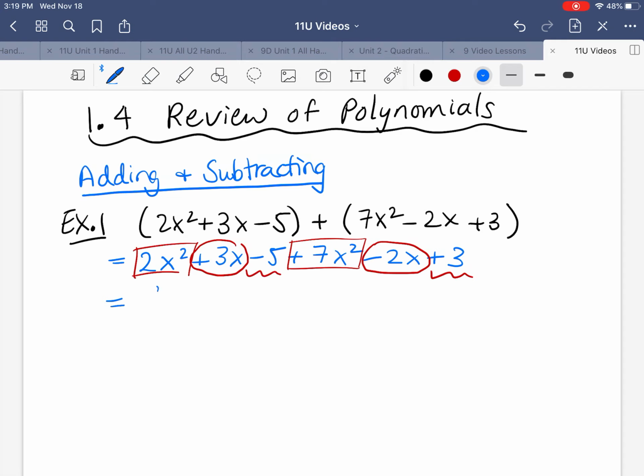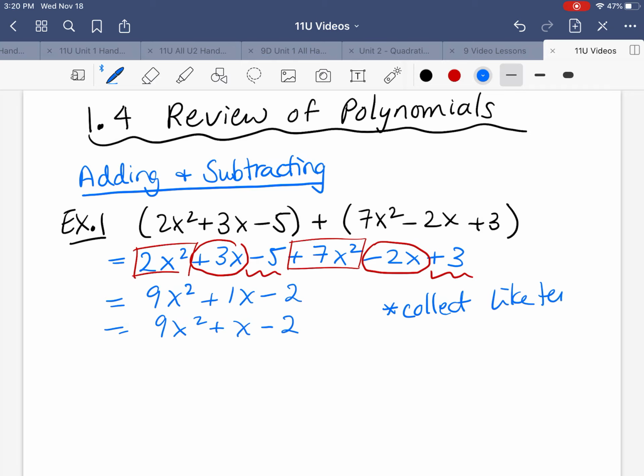So we're going to do 2x² plus 7x², which gives us 9x². Then we have 3x minus 2x, which just gives us 1x. And we have -5 plus 3, which gives us -2. And we don't really need to write that 1 in front of the x. It's understood that there is a 1 there when we don't see any number there. And there is our final answer. So we want to make sure that we are collecting like terms. That's our key takeaway here.